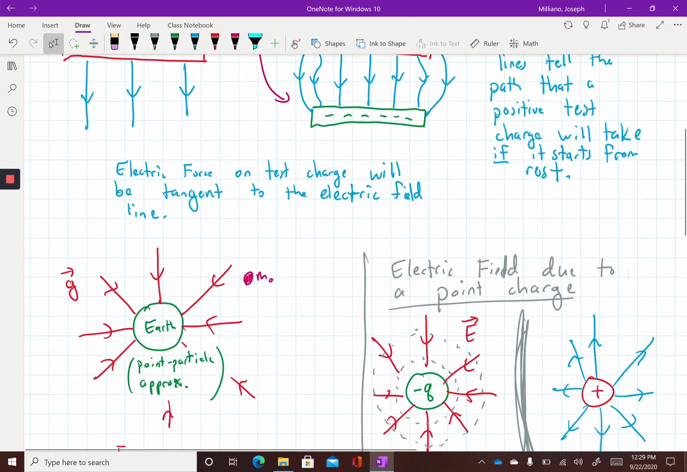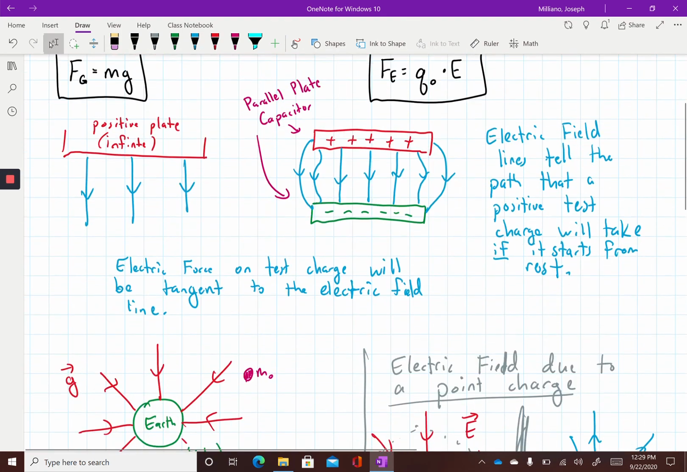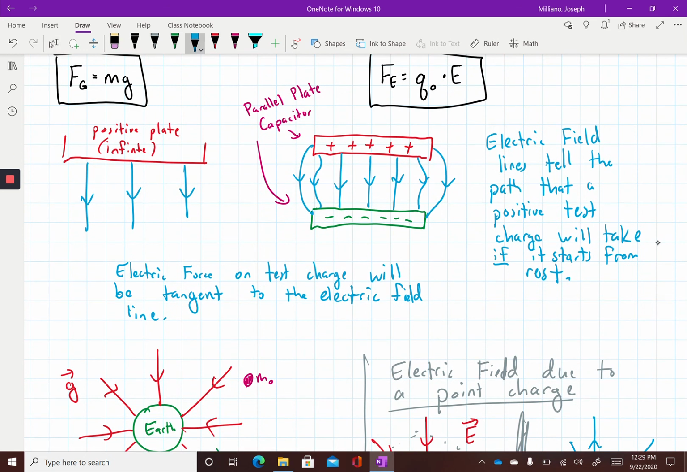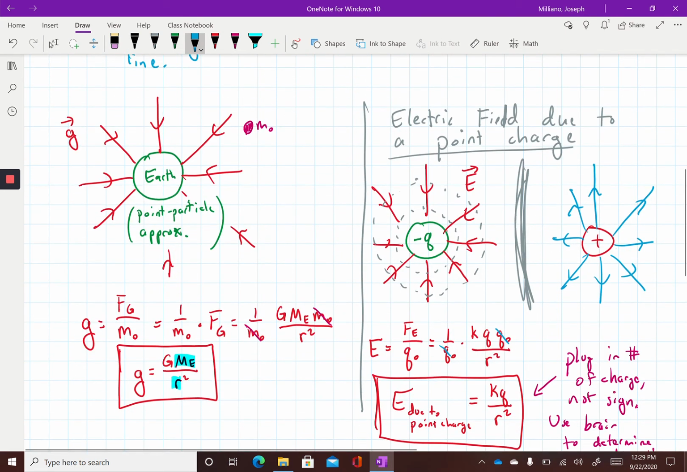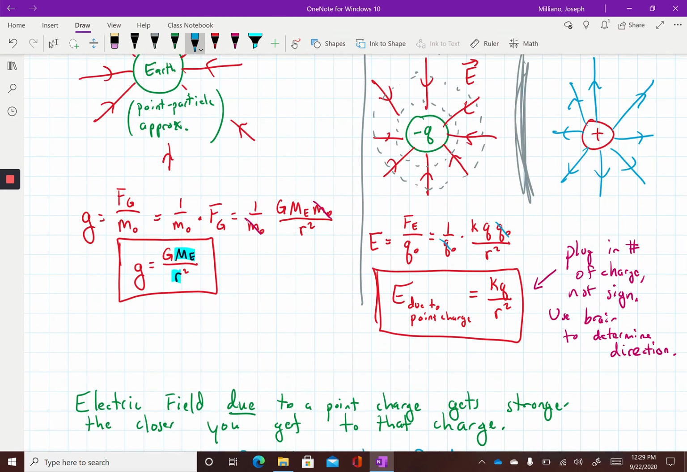So that should be a pretty good summary of what we're talking about. We can see in our uniform field that the spacing between the lines is roughly evenly spaced until we get out to the edge, which gives us that approximate uniform field. Here, when we can approximate things as point particles, we see that the closer you get to that particle, the closer the lines get, and the electric field follows this equation.